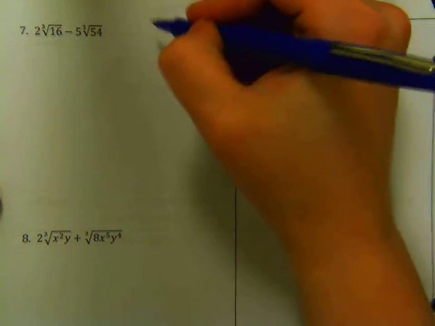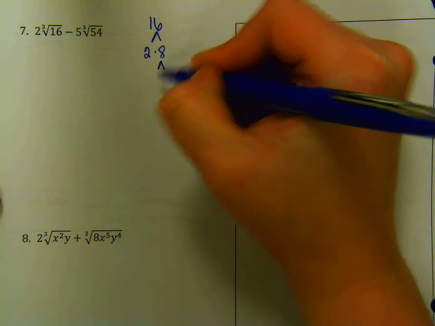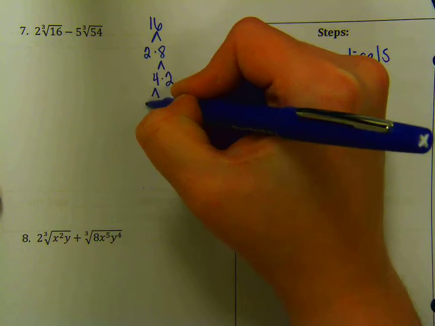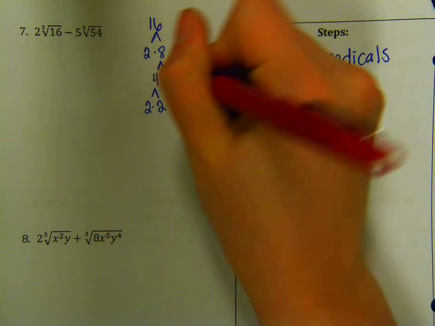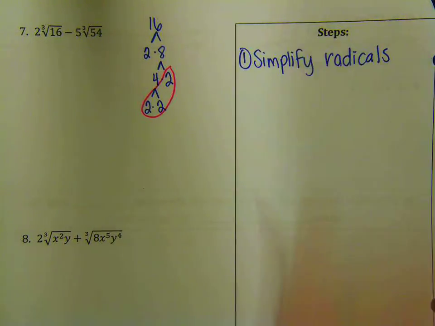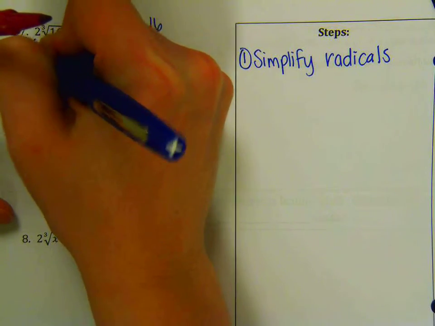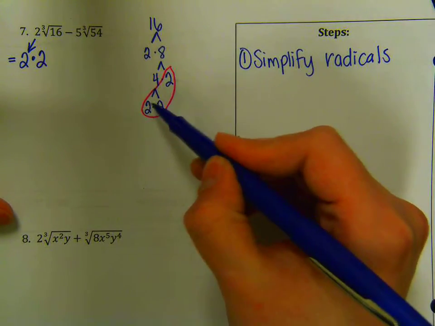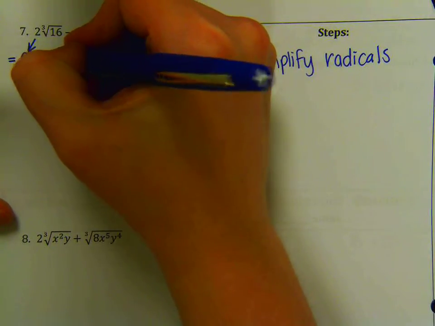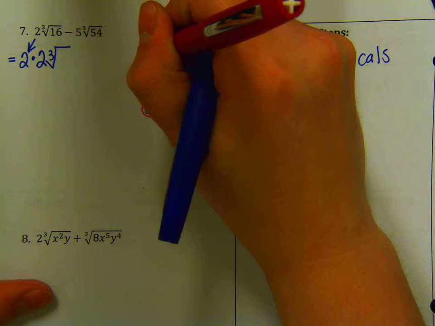So 16, I'm going to create my factor tree. We can split it up into 2 times 8. 8 I can split up into 4 times 2. 4 I can split up into 2 times 2. Since I do have an index of 3, I am looking for groups of 3, which right here I have a group of 3. So 2, which is coming from that one, times 2, which is coming from this grouping right here. And then I'm left with the cubed root of 2 that's left over. So this is my lonely 2.